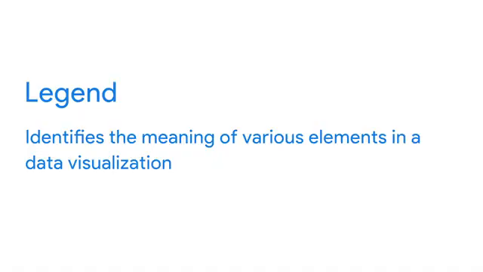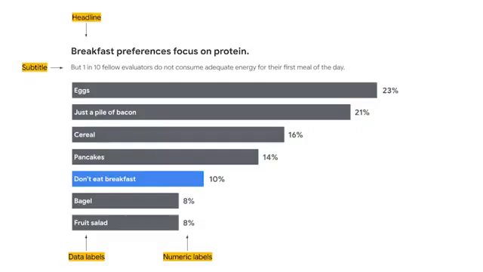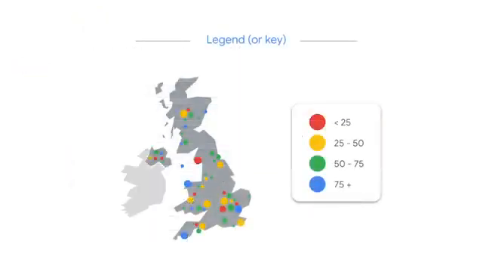This is because lots of charts use different visual properties like colors or shapes to represent different values of data. A legend, or key, identifies the meaning of various elements in a data visualization and can be used as an alternative to labeling data directly. Direct labeling like this keeps your audience's attention fixed on your graphic and helps them identify data quickly, while legends force the audience to do more work because the legend is positioned away from the chart's data.